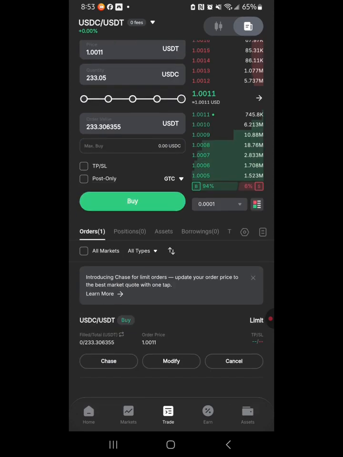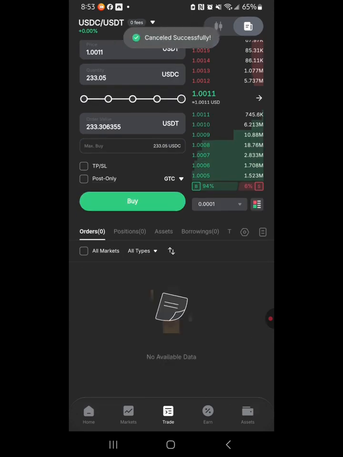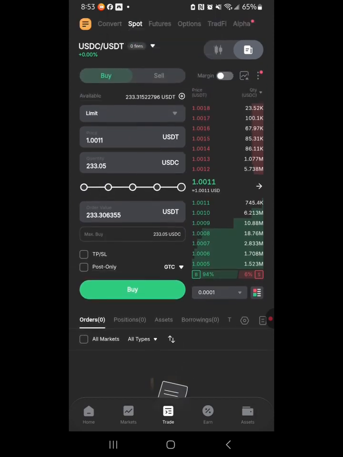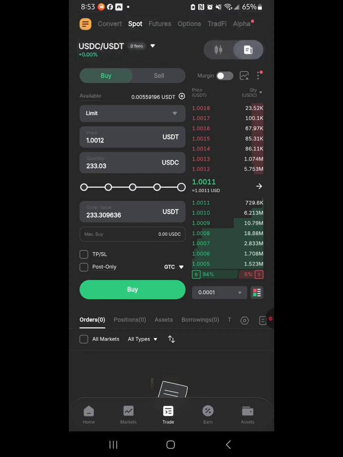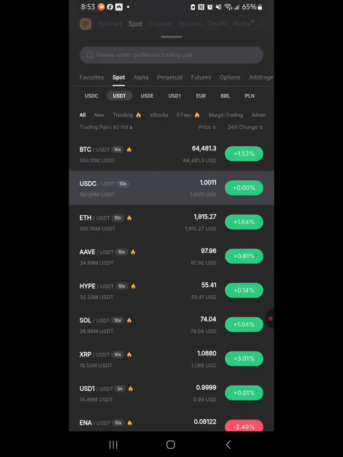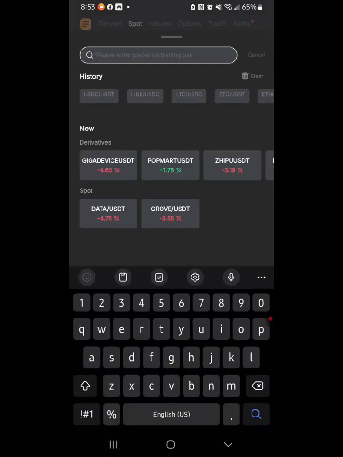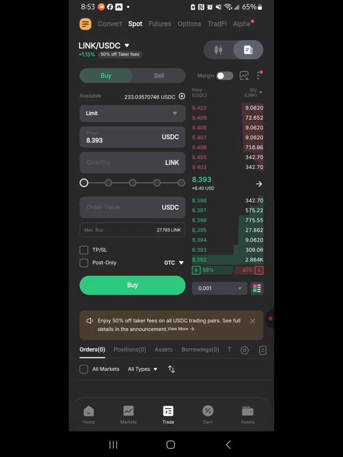So for me, we are looking to try as much as possible to buy it instantly. So I'm going to change it to 1.0012 and then I'll click on buy. And that's how your order is going to be filled. And then we go over to this other one called LINK USDC. And the way we're going to be buying this is simple.